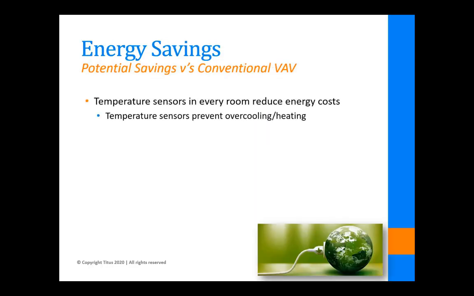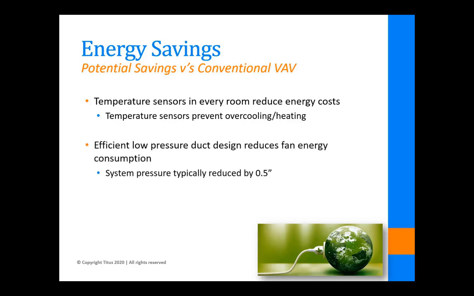The primary advantage a VAV diffuser system has over conventional VAV is that every room in the building can be fitted with adjustable thermostats without having to install a separate set of DDC controls. This can save energy as individual room control avoids overcooling or heating. Energy consumption can also be reduced with a lower pressure ductwork design. System pressure can typically be reduced by around half an inch water column compared to conventional VAV, which can reduce the fan BHP by over 10% for a typical system.